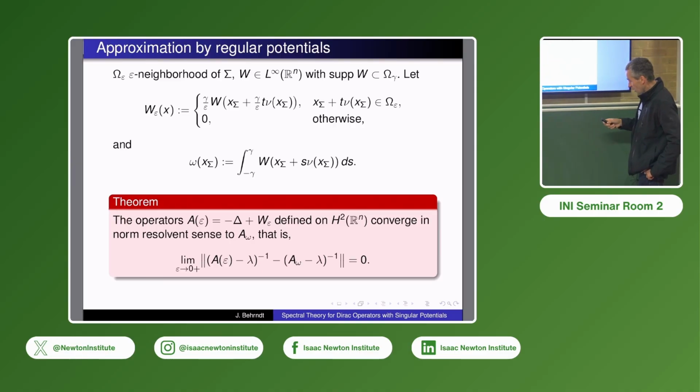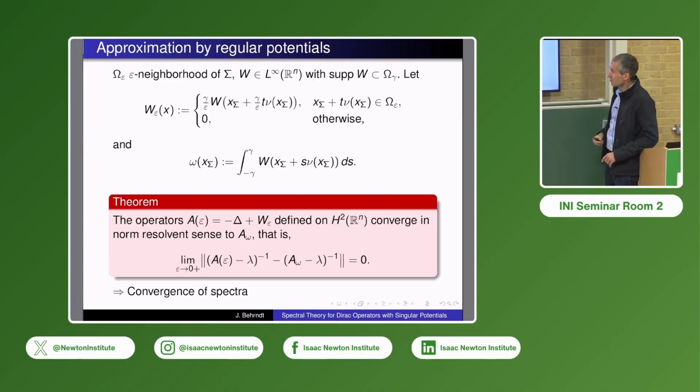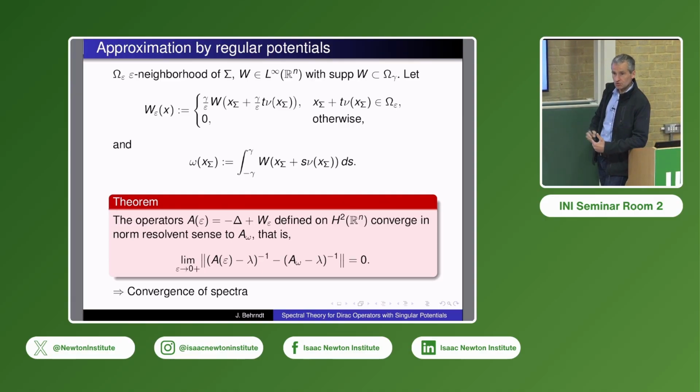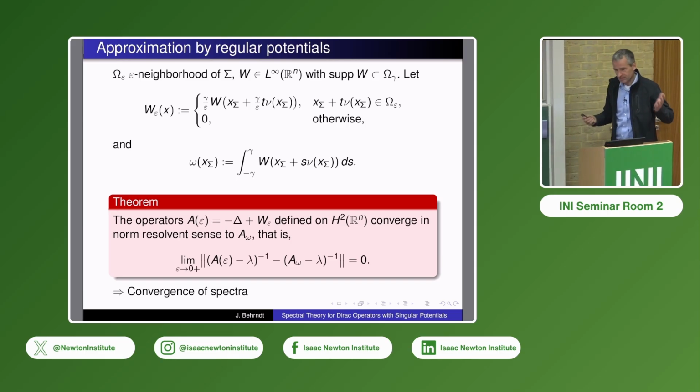And so why are you happy about norm-resolvent convergence? Of course, it gives you full control on convergence of spectra. Okay, so this is the standard result. It's well known. Here it is in a certain generality, but this goes back to the 70s, 80s.